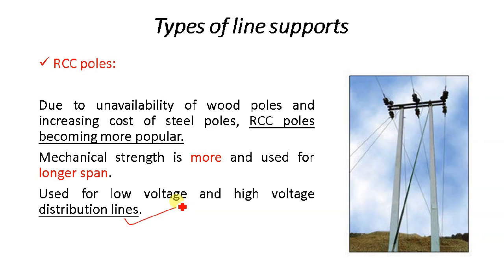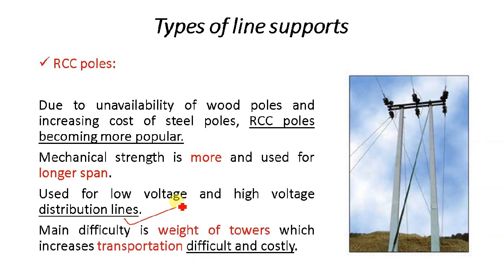Now the main difficulty in the case of an RCC pole is that the weight of the pole will be increased, and that is why transportation difficulty comes into the picture. So the cost will also increase, and the transportation difficulty will also increase. This kind of distribution system is mostly fabricated near the site. It also considers the H type of structure in the case of RCC poles, and a distribution transformer can also be placed over it. So this is one of the snapshots of an RCC pole.